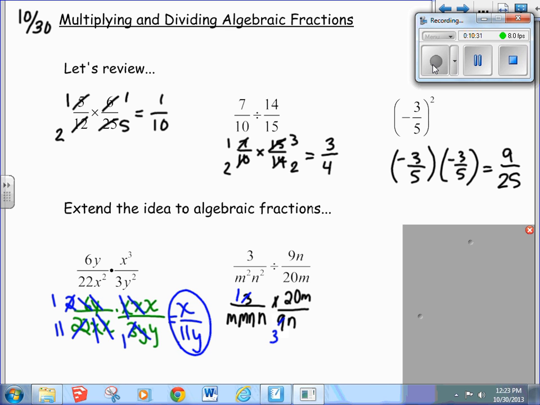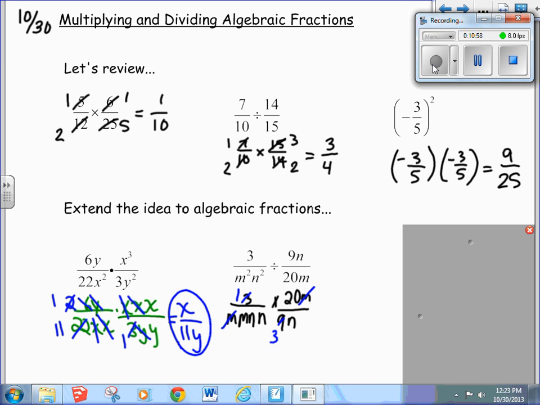Other common factors we can cancel. Liam? You do 20m and one of the m's. We can't do anything with the 20, but the m here and the m down there, right? So one of the m's down there. Is there anything else? No. Daryl says no. Anyone disagree?